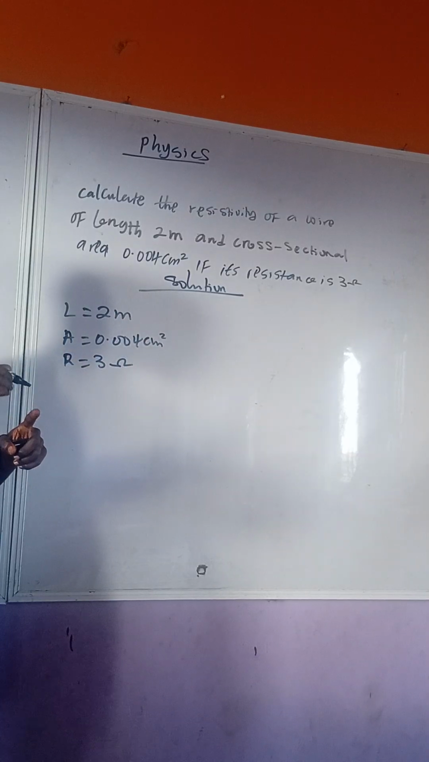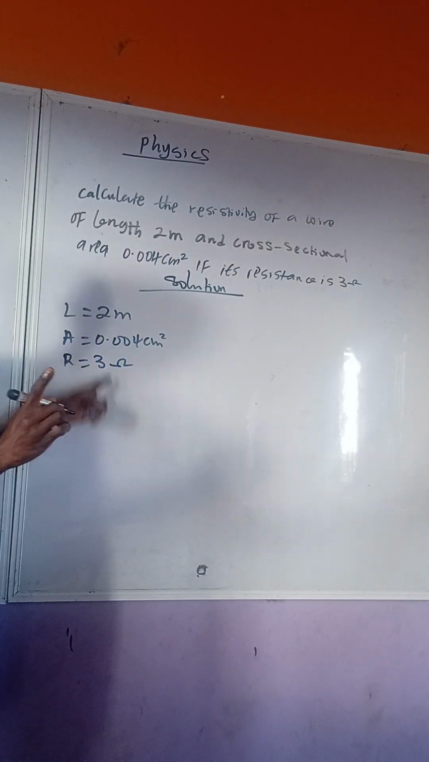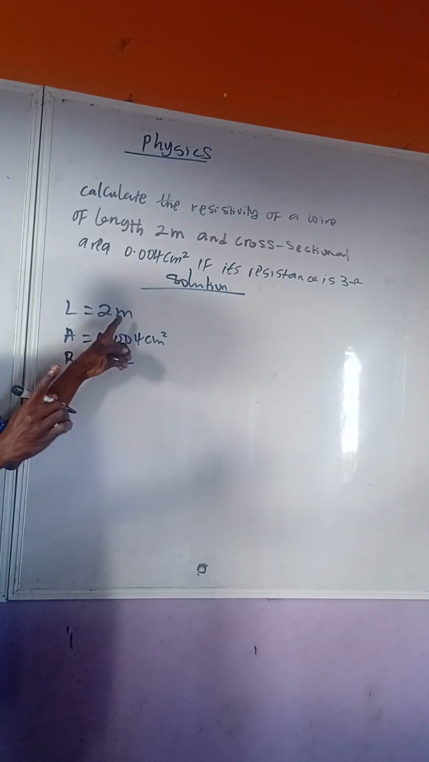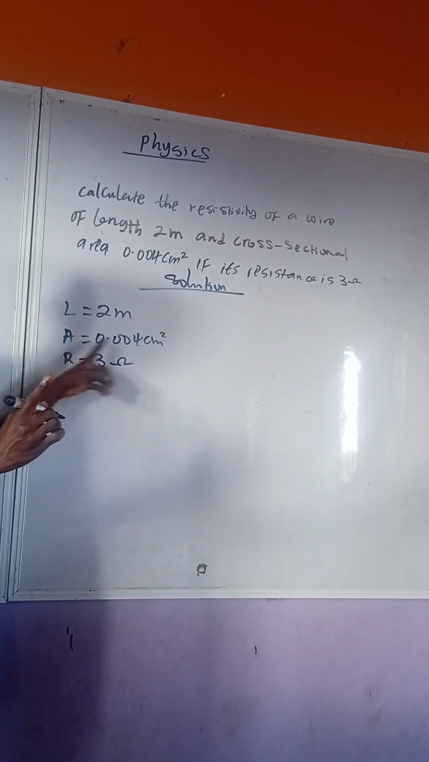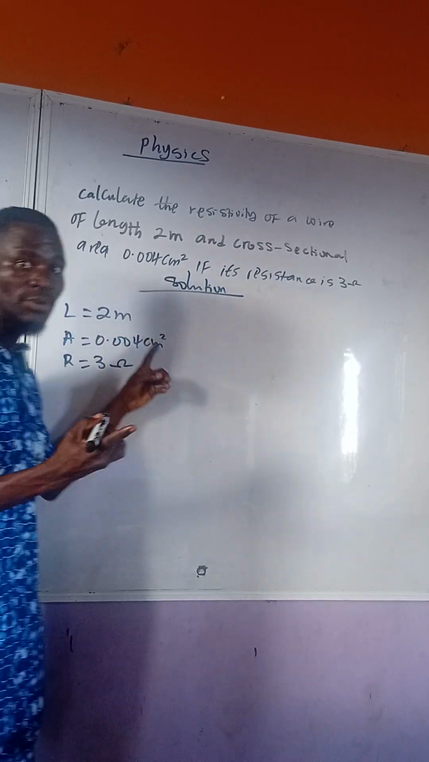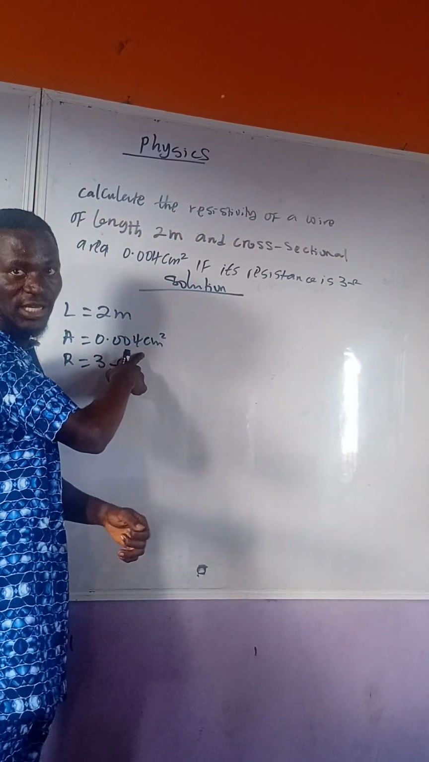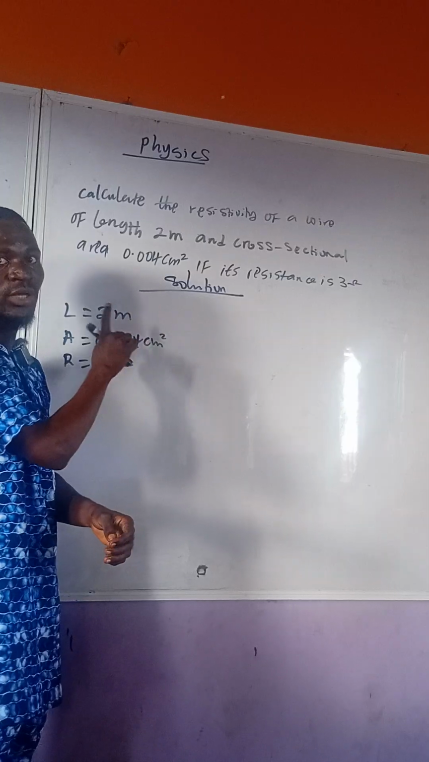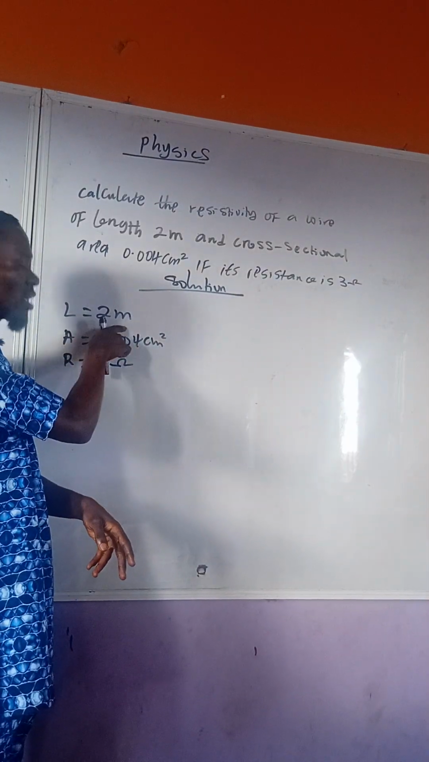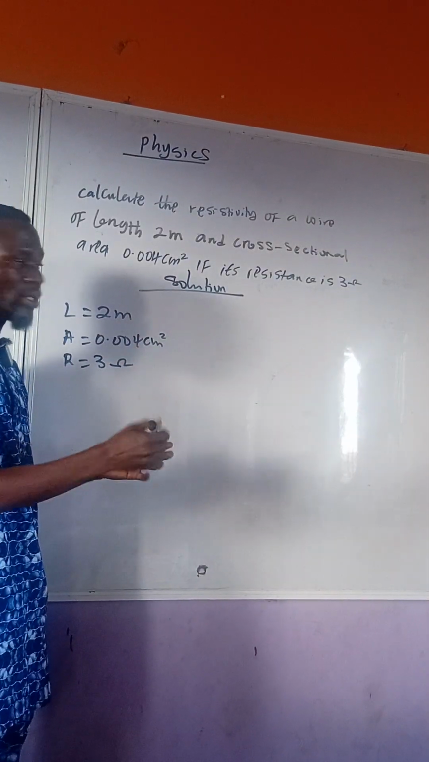The resistivity. First, after reading this, we have to check the units first. We have the length in meters here, while the area is in centimeter square. That shows that we need to convert this to meter square instead of centimeter square, so that we have the same units as the length that we have here.